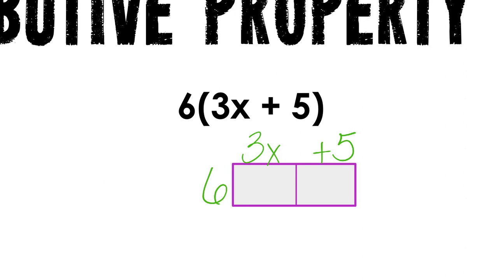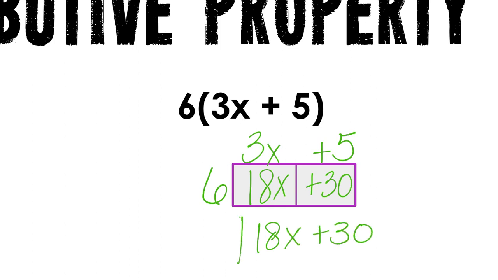All right, so let's multiply. 3x times 6. 3 times 6 is 18, so it would be 18x. And then 5 times 6? 30. And is it positive or negative? Positive. Very good. So then my final product is 18x plus 30.